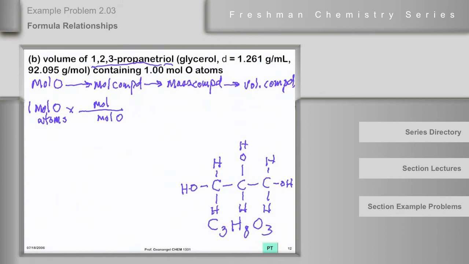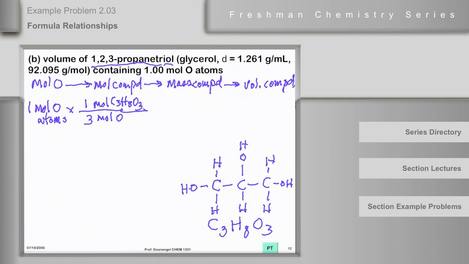C3H8O3. So 1 mole of C3H8O3 has how many moles of oxygen? 3 moles of oxygen. So that's how we have to get the formula. We have to know how to take the name, draw the structural formula, and from that we get the molecular formula. Everybody comfortable with that?